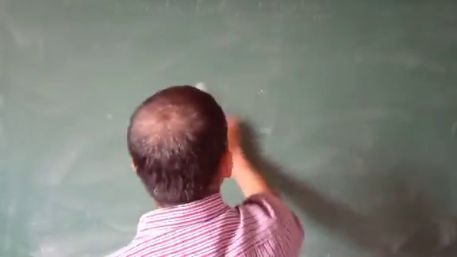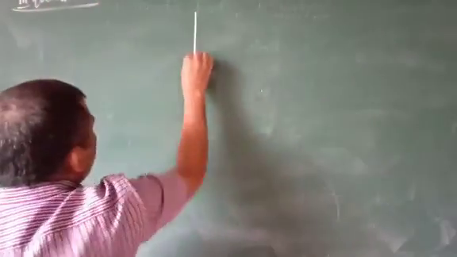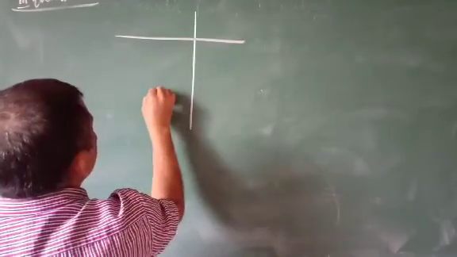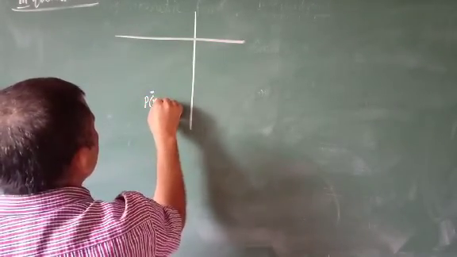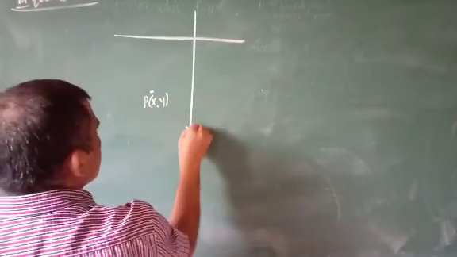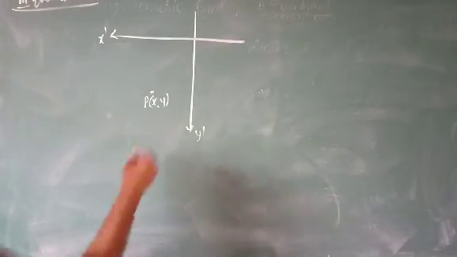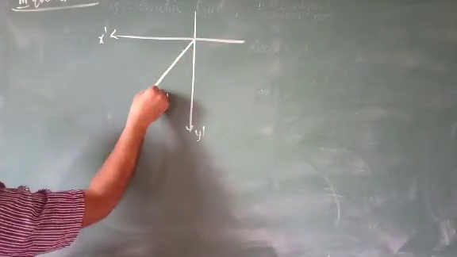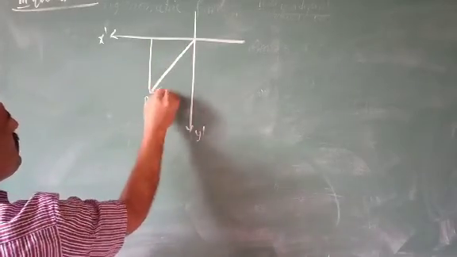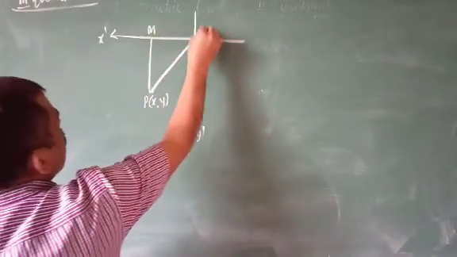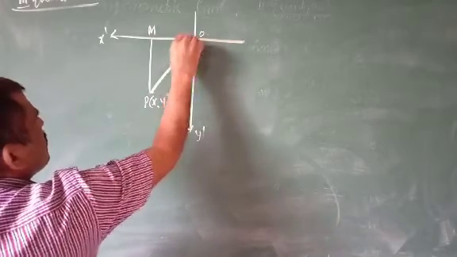Next, let us come to the third quadrant. Let P be any point on the third quadrant, P of x comma y. Join OP. PM is perpendicular to the x axis, which makes an angle theta.